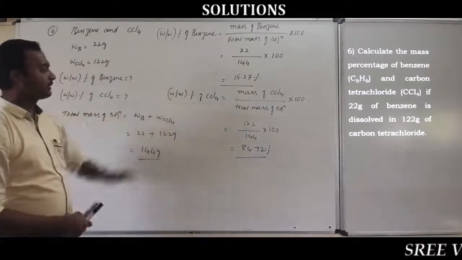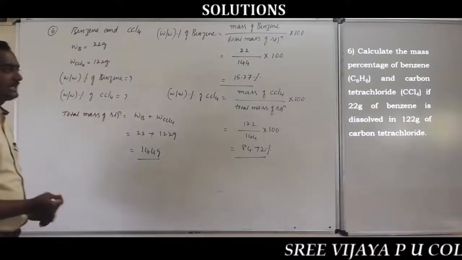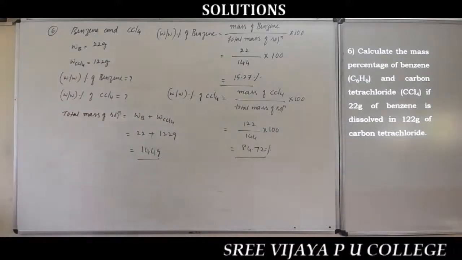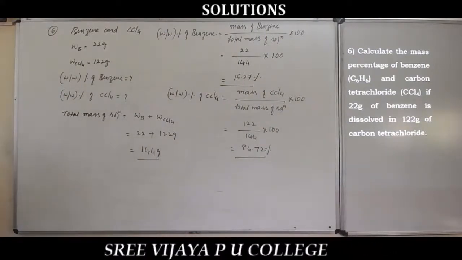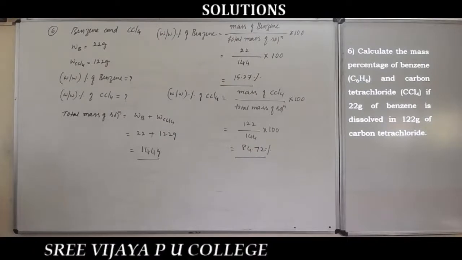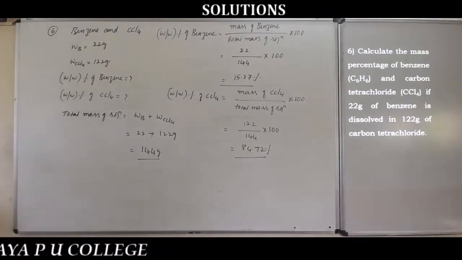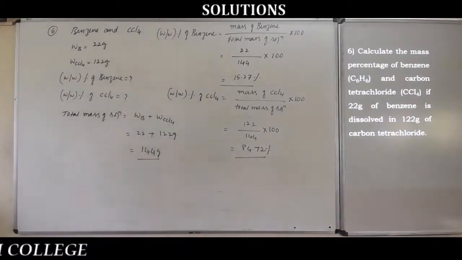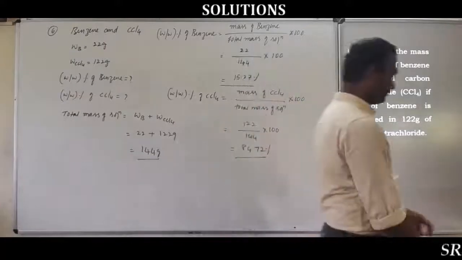So what is the mass percentage of carbon tetrachloride and the mass percentage of benzene? That's about question number 6. Next one, next question.